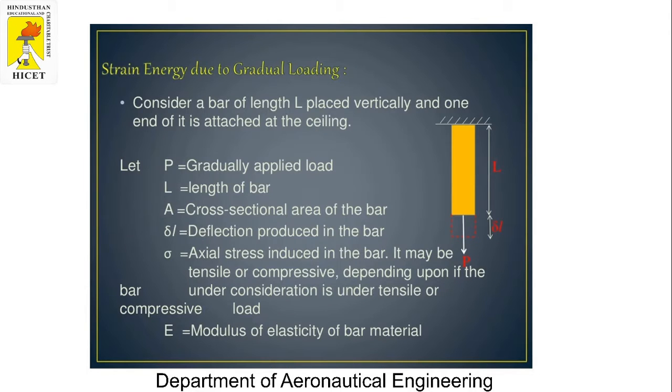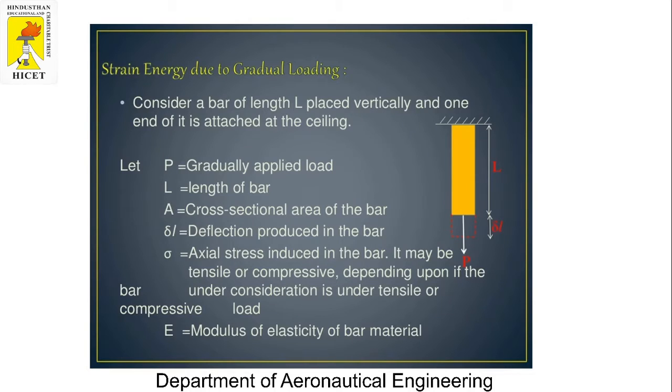Generally, strain energy in a structure can be stored due to various types of loads. The first one is axial load, the second is shear load, the third is torsion, and the fourth is bending. So when these different loads act on a structure, strain energy will be stored in the structure. First we consider the strain energy due to axial load or gradual loading.